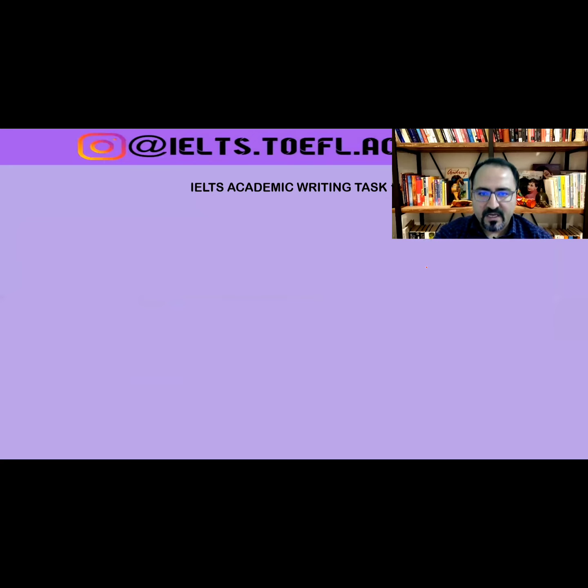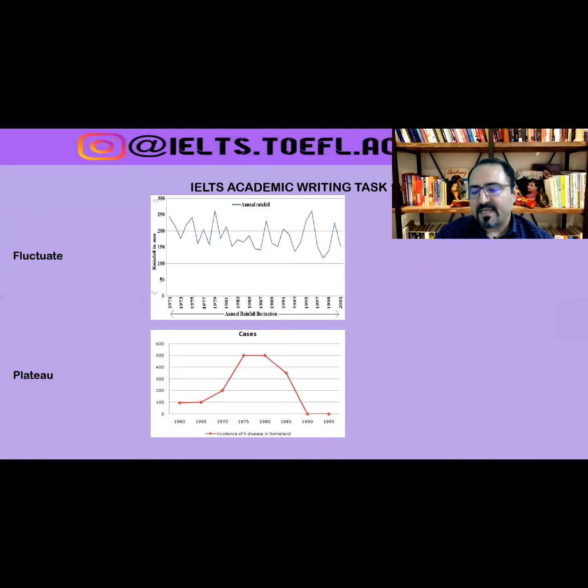Now, some other very important verbs that we have are fluctuate and plateau. Sometimes these verbs or these noun forms are mistaken by many candidates. First of all, fluctuate, as I told you before, means going up and down. So as you see here, we have lots of upward and downward trends. So this is a kind of fluctuation.